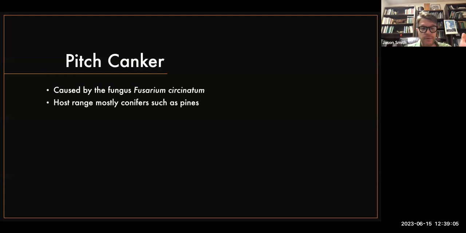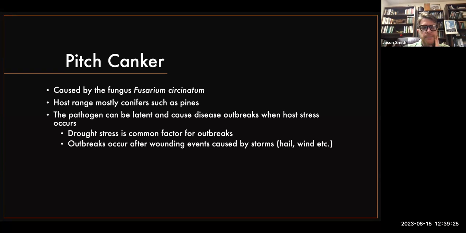The pathogen has a wide host range, but it's mostly affecting pines, and it can affect pines in any stage of their life history, from the seed to a tiny seedling all the way up to a mature tree. Although it's primarily a tip blight disease, it can infect the roots as well in some cases. But we see these outbreaks, particularly on trees that have been stressed, sometimes by drought, sometimes by wounding after a storm, like a hurricane, for example. If you have a lot of abrasion on small branches, you'll see pitch canker outbreaks on those trees.